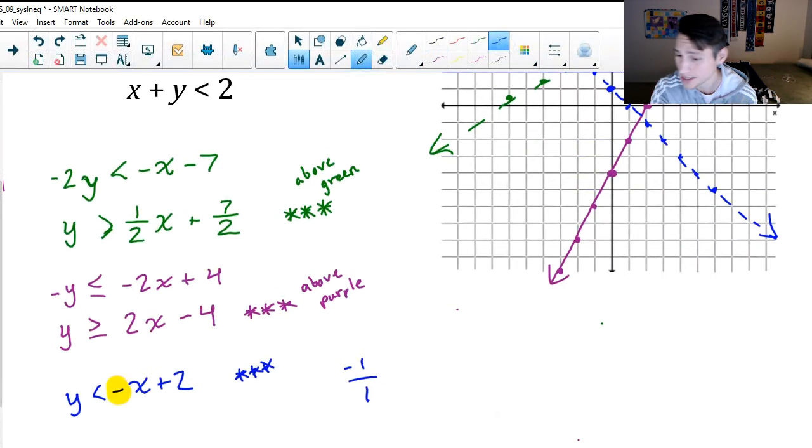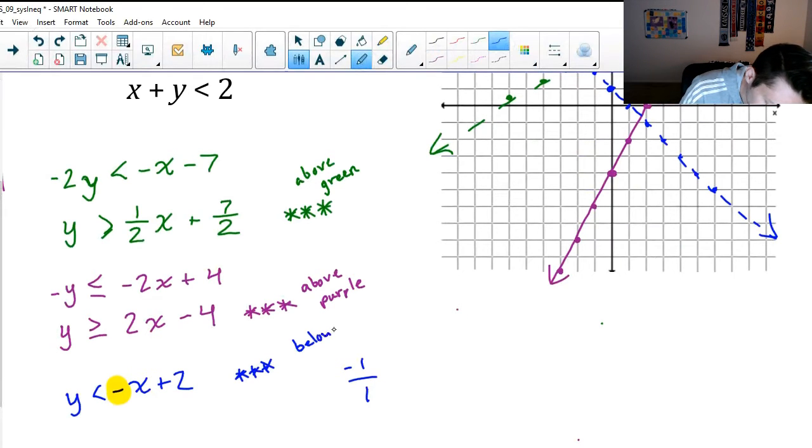And then going to my last equation, the blue one, y less than negative x plus 2. So I want to be below blue.